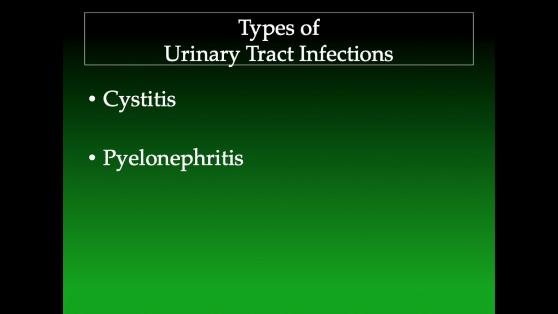In this presentation, we'll talk about two types of urinary tract infections, cystitis and pyelonephritis. Each type of infection affects a different part of the urinary tract. But before we get into the parts that are infected, let's quickly go over the urinary system.